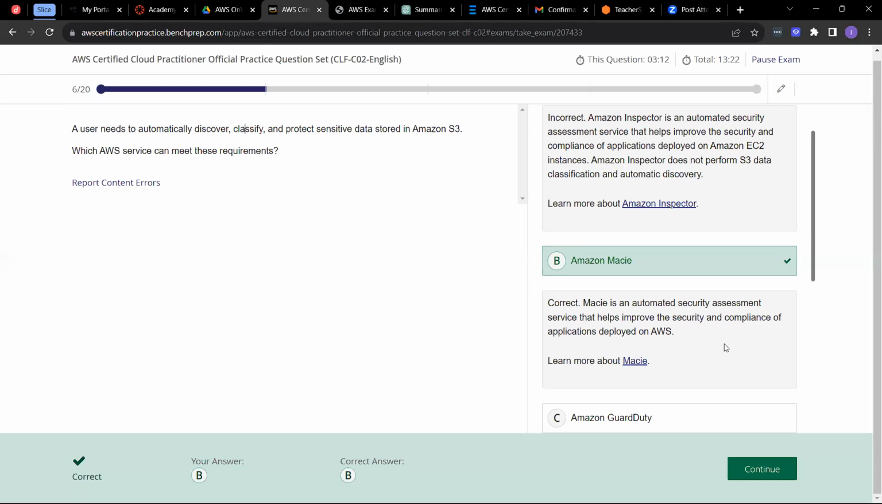And yes, for Macie, sometimes they might also ask what service is used for personal identification resources, something like your credit card details. That one is also Macie. Credit card details are part of sensitive data. It's also called PII, personally identifiable information.